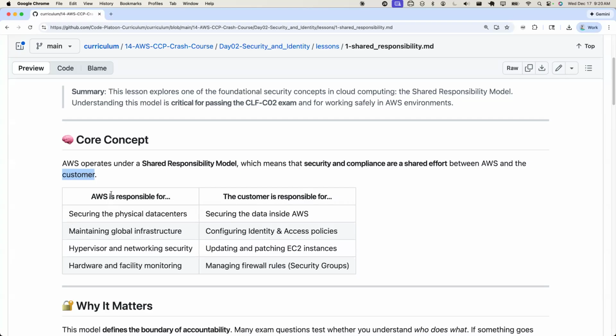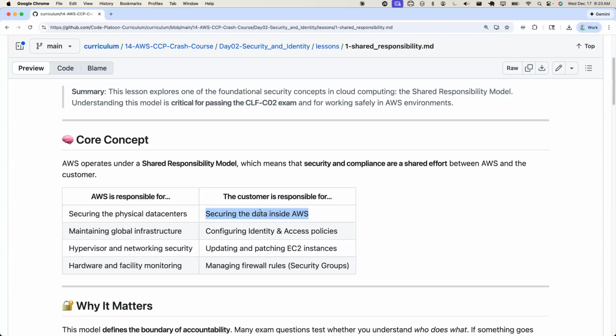So again, think about infrastructure as a service versus platform as a service versus software as a service, right? With software as a service, they're probably responsible for all the security, but AWS really gives us a platform as a service and sort of an infrastructure as a service. So AWS is responsible for securing a physical data center. Pretty straightforward, right? The customer, I'm responsible for making sure my data is secure inside AWS.